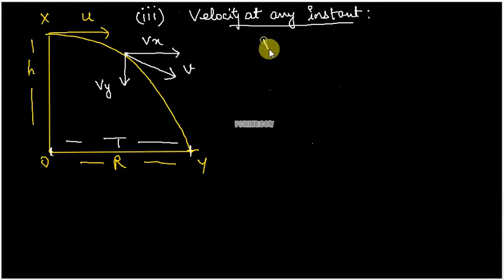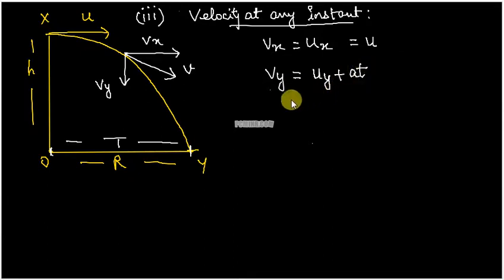So Vx is going to be ux only because we have initially defined that horizontal component of velocity is not going to change. So that is just equal to u. But the vertical component of the velocity is changing every instant because of the gravity. So Vy we can calculate using the equation u plus at. So along the vertical, uy was 0. Initially, we did not give any velocity along the vertical, plus gt. Therefore, the vertical component of velocity is gt.